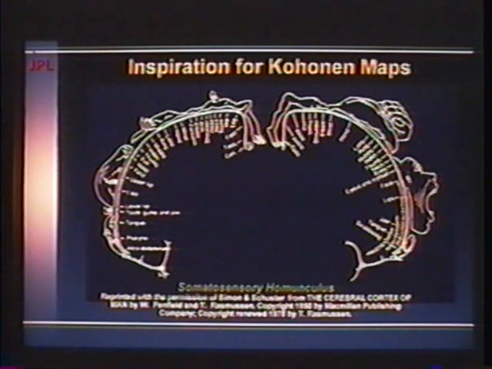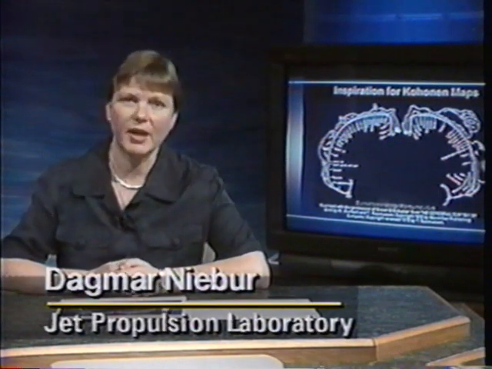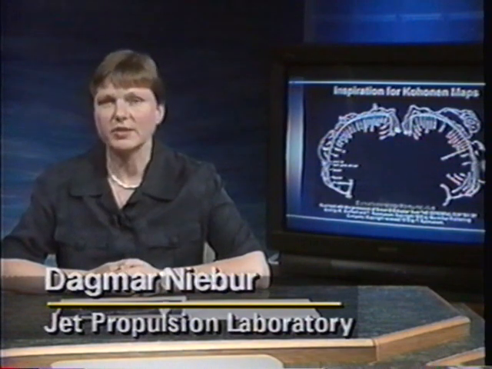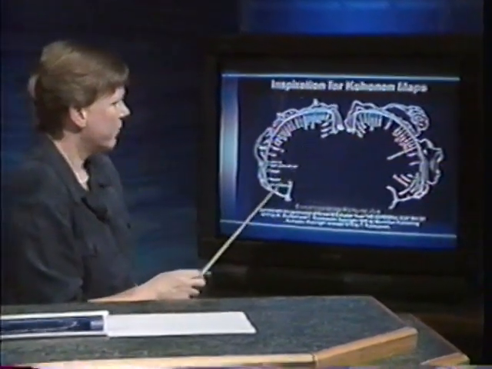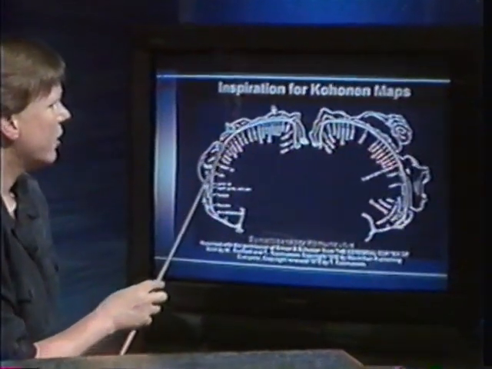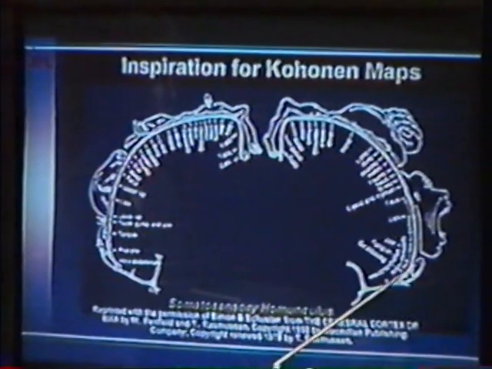Kohonen is a Finnish mathematician who has done a lot of work in the modeling of biological neural networks, and actually he got his inspiration from work done by Rasmussen and Penfield on the somatosensory cortex. What you see on this next slide is a two-dimensional representation of the somatosensory cortex of the human brain.